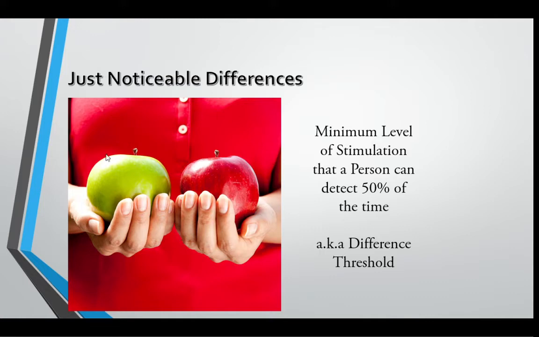So tingnan natin tong figure. Meron siyang hawak na mansanas, dalawa. Ang just noticeable difference na tinatawag natin ay tinitingnan kung gaano yung bigat, kung pag-uusapan natin tong apple na hawak nung tao, gaano yung pwede nating ma-detect na difference doon sa bigat ng dalawang apple. So this is the just noticeable differences. Okay? So this is the minimum level of stimulation that a person can detect 50% of the time. Ito ay tinatawag din na difference threshold.